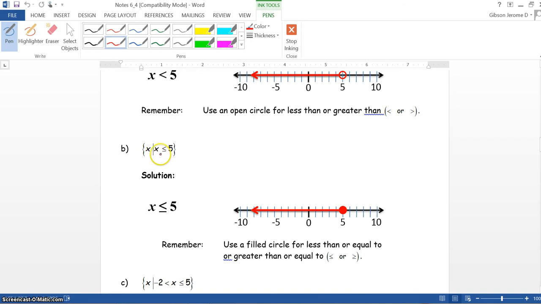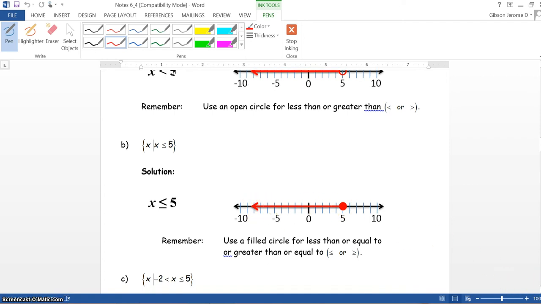Now we have the set of x where x ≤ 5. This time we will put a closed circle on the 5 because the 5 is included, and still draw a line, the arrowhead going to the left.